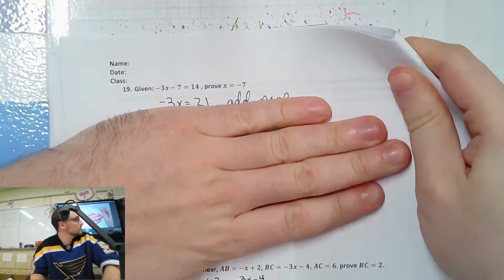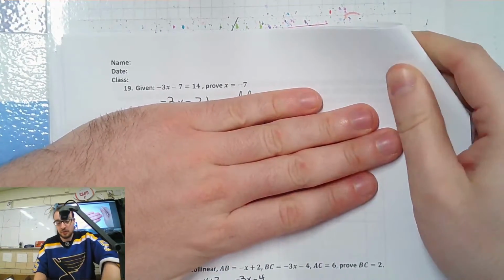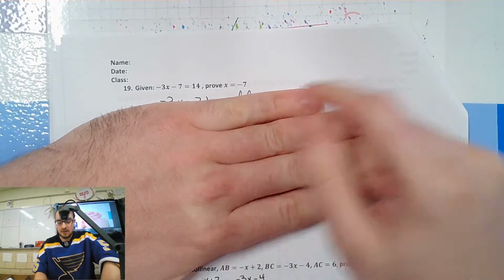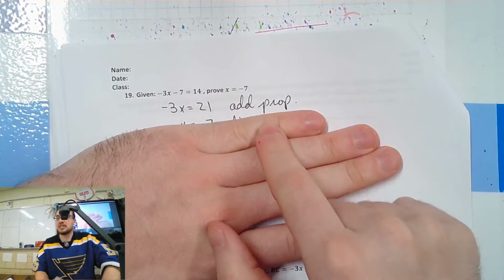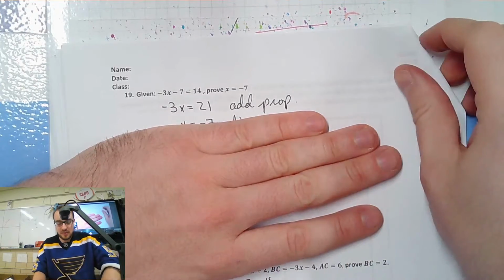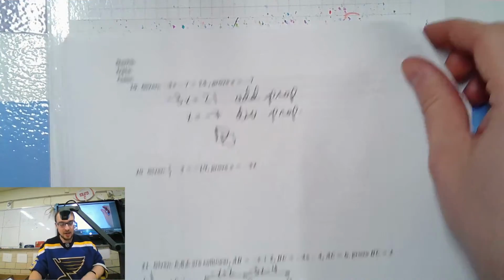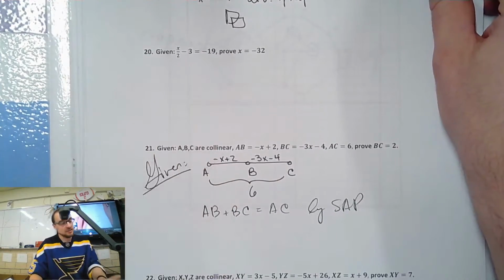Easy proof time. Negative 3x minus 7 equals 14. Prove that x is negative 7. Well, I add 7 by the addition property. Then I divide by negative 3 by the division property, and now I'm done.